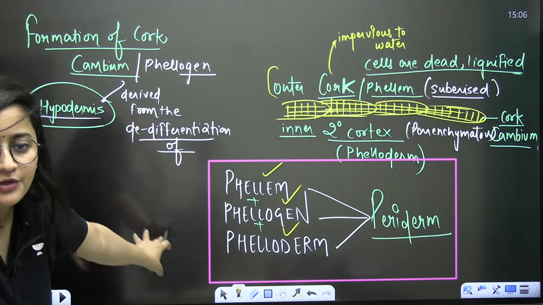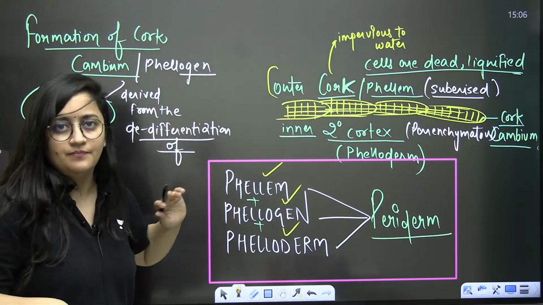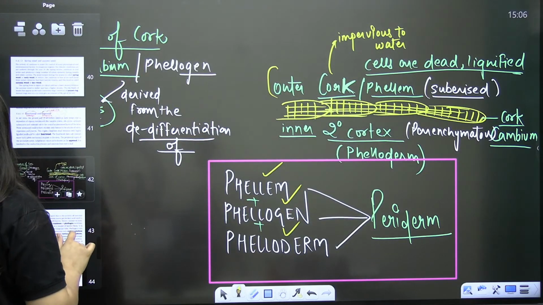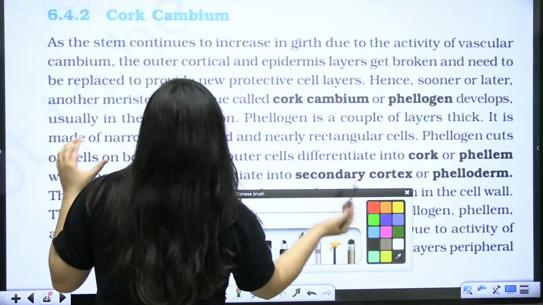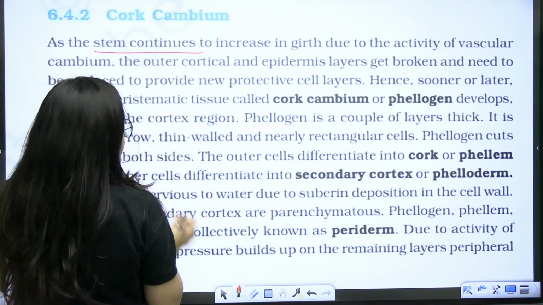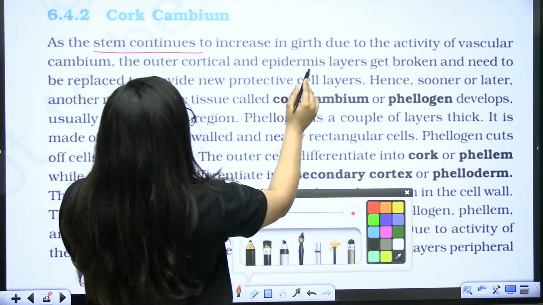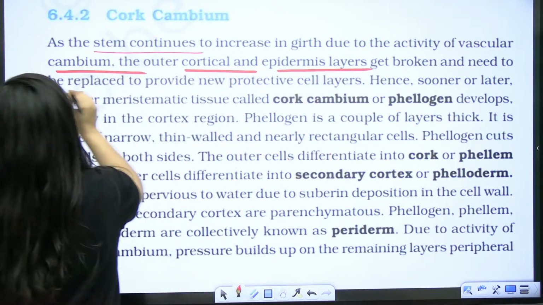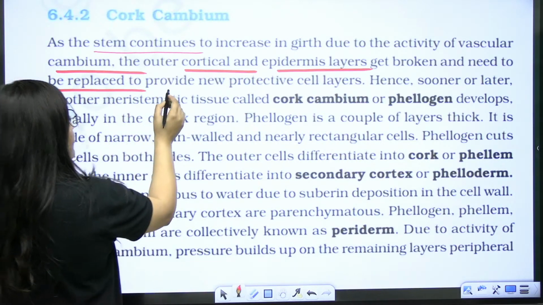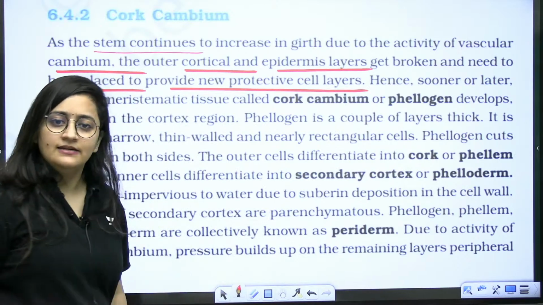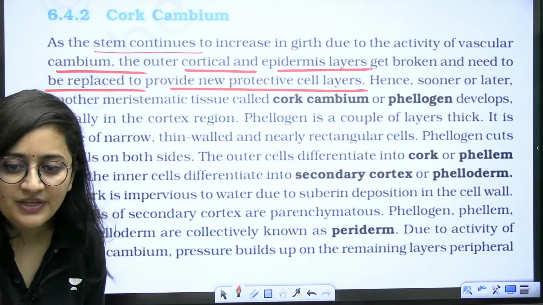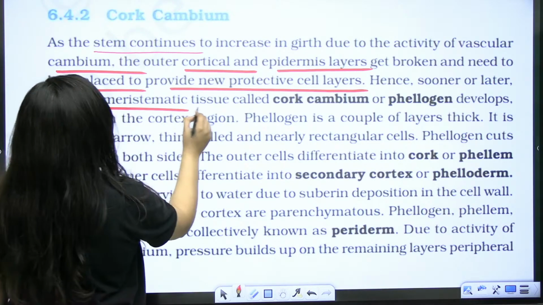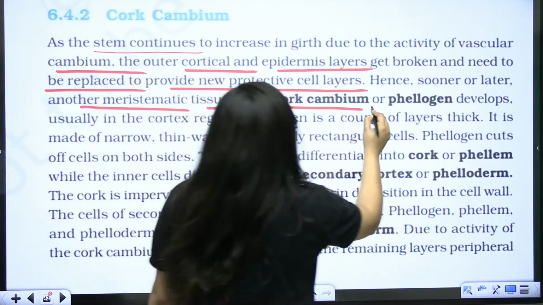Okay, so this is what you need to remember here. That is how the cells will be added further. Now, what is the important point? Now we need the NCERT. See, this is important. Please focus. As the stem continues to increase in girth due to the activity of vascular cambium, the outer cortical and epidermal layers will get broken. They need to be replaced so that new protective cell layers can be added. So sooner or later, another meristematic tissue called cork cambium or phellogen develops.